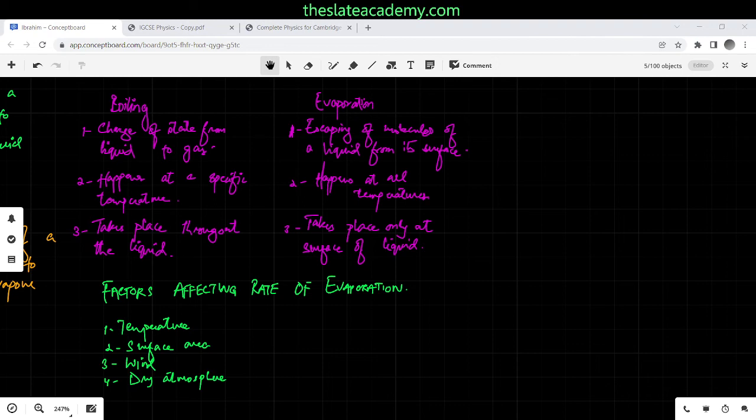So there are four factors: temperature, surface area, wind, and dry atmosphere. If there is higher temperature, there would be more evaporation. If the surface area is spread over, why is the rate of evaporation higher for larger surface area?